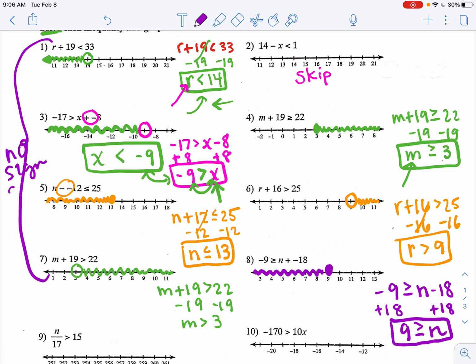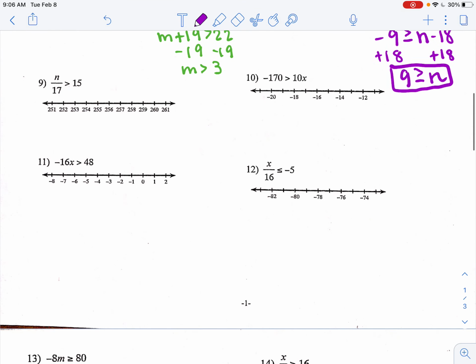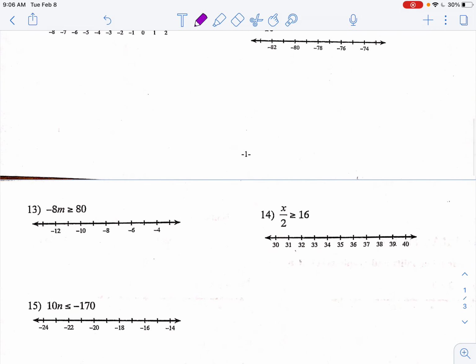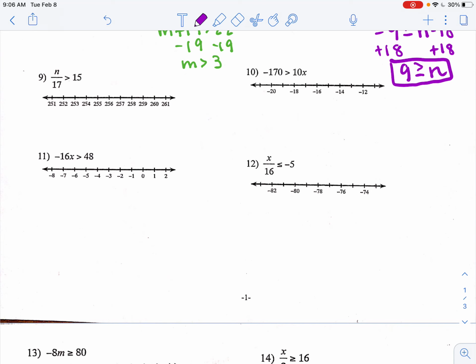No sign switch, because we were adding or subtracting to solve. So that's why we had no sign switches. Now the rest of these are going to be solved with multiplication or division, so you have to be watching for sign switches. And I'll remind you that sign switches happen if the step that you take is multiplying or dividing both sides by a negative.